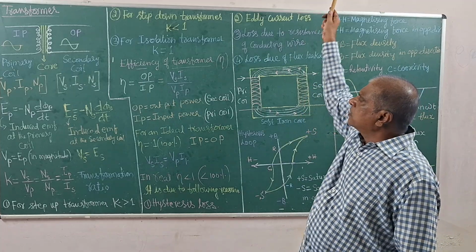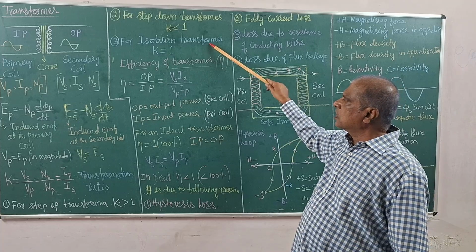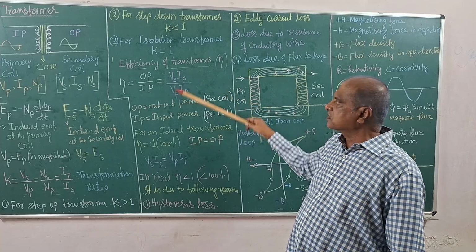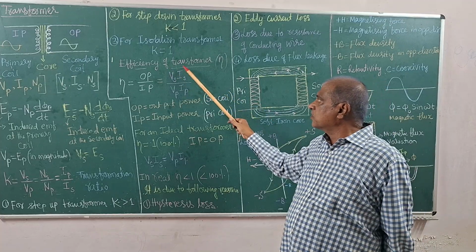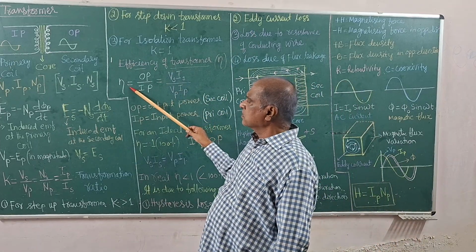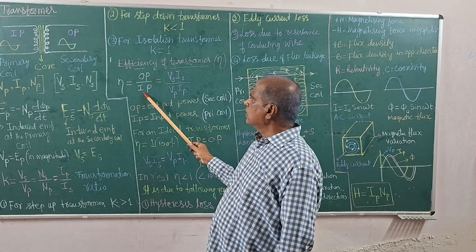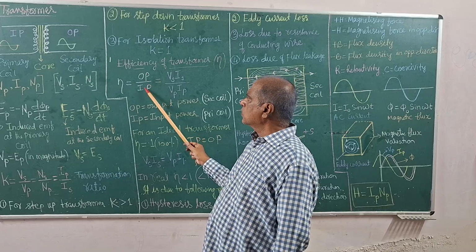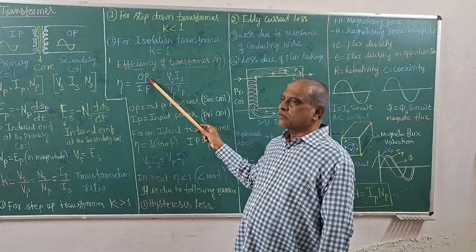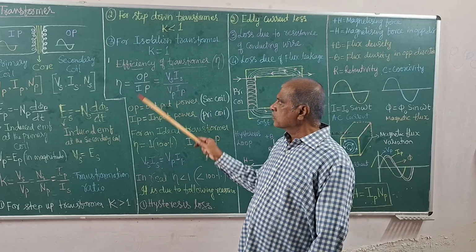So whenever the transformer is designed, the device is designed, we always look at the efficiency of its work. How efficiently it works is called efficiency. The efficiency is given by the definition: the ratio of output power to input power. How much power is transferred? Is the total power transferred or only some amount of power? The ratio tells us.